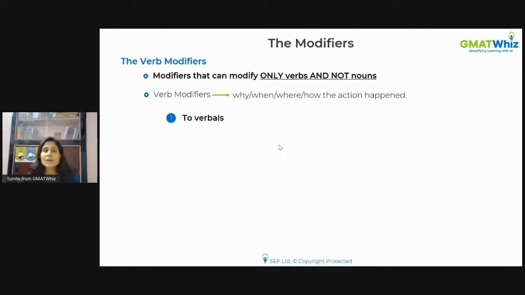So you have the to verbals. To verbals are to plus the verb form. For example, Marie opened the window to look at the moon in the sky. So here the verb is opened, okay? Marie opened. And why did she open the window? She opened it to look. So to look is telling you the purpose or the intention behind the verb opened. So to verbals modify the verbs.